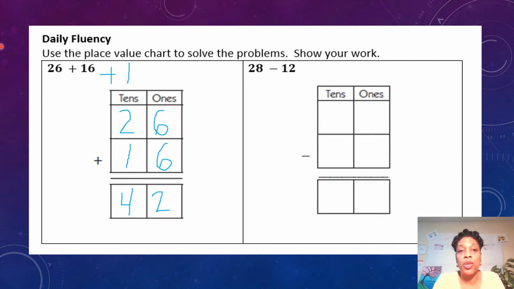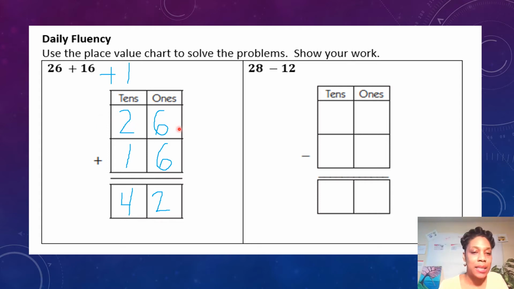All right, you should have done the first problem on your own. So let's see how I worked out the problem. The problem was 26 plus 16. I took it from this horizontal look and I put it into a vertical look. So I had to line up my ones and my tens.